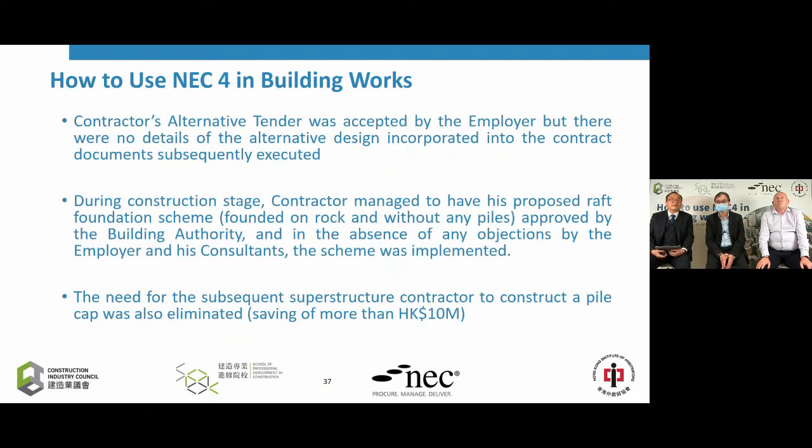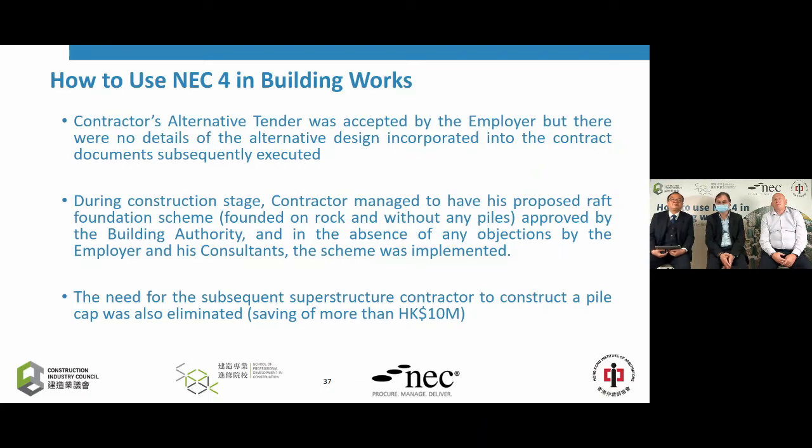So ultimately, the contractor's alternative tender was accepted. But the fact is that there were no details of the alternative design incorporated into the contract. In fact, at that time, the contractor was using the excuse that they were yet to develop the alternative design, so they couldn't provide too many details.